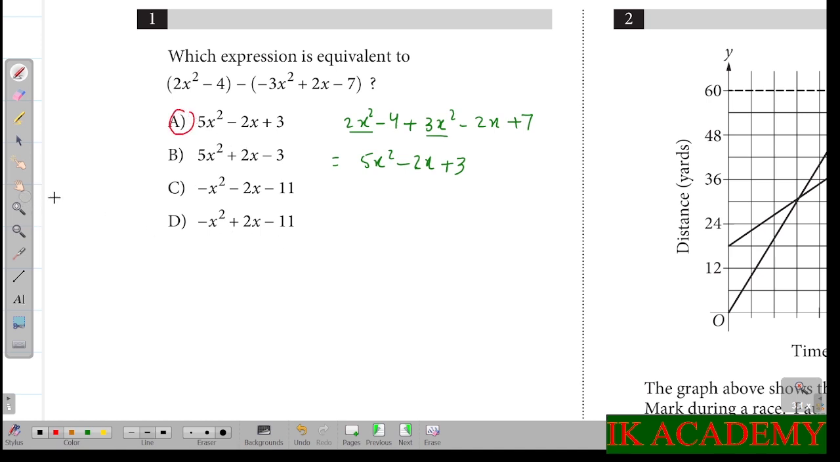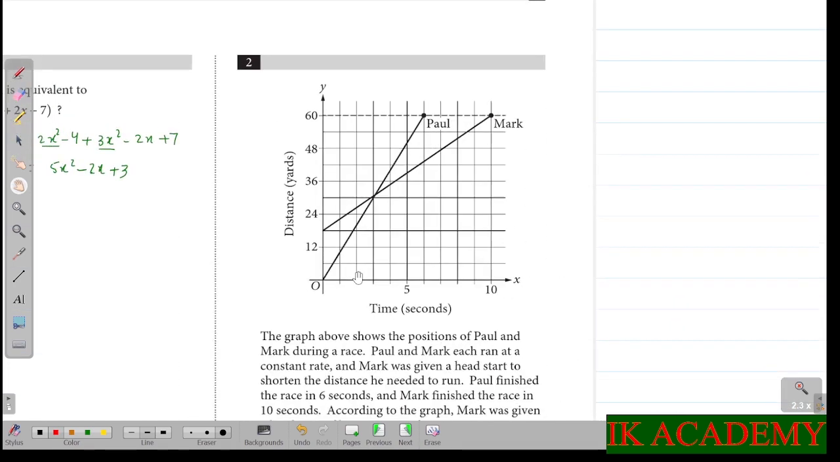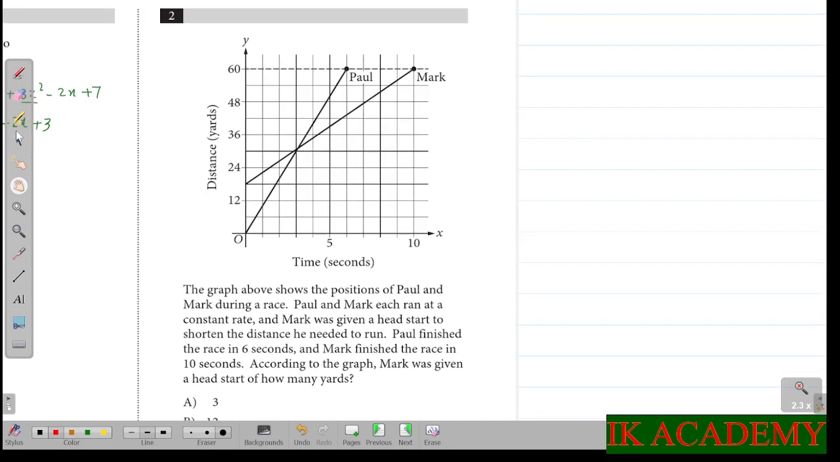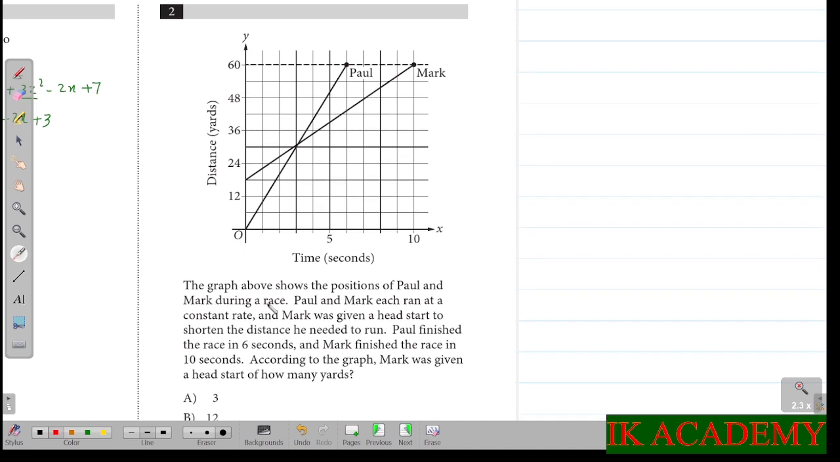Question number 2. Question number 2 shows a graph, and this graph shows us two different lines. The first line is showing the name Paul, and the second line shows Mark. The name of this line is Mark. So let's read the question.